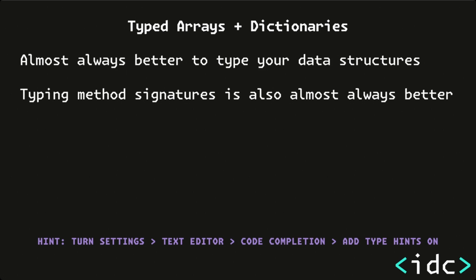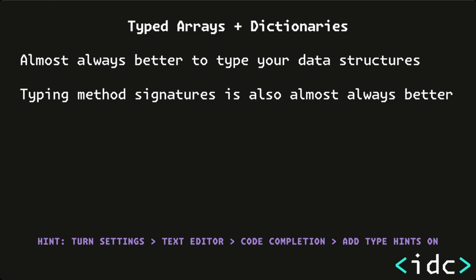So it's almost always better to type your data structures. If you know at compile time what a type will always be, there's almost no reason to leave that out. And same with method signatures. If you know that a method is designed to return a bool, by explicitly giving a return type as bool rather than leaving it off, you will be creating a speed and performance increase.